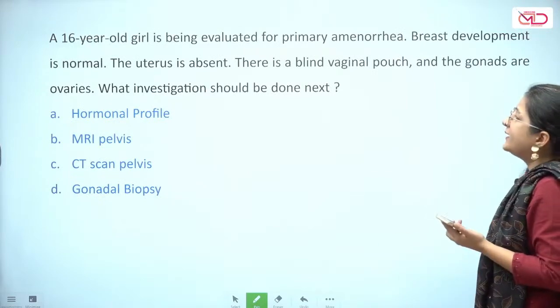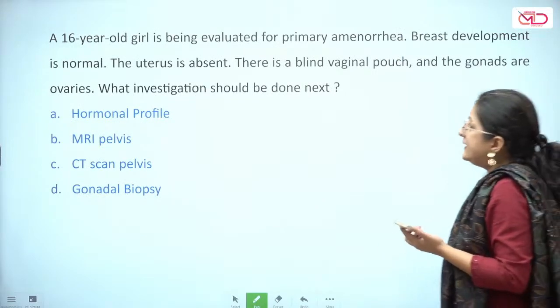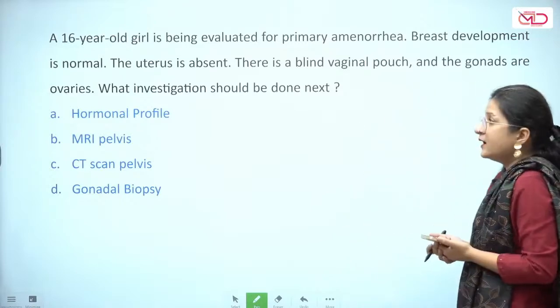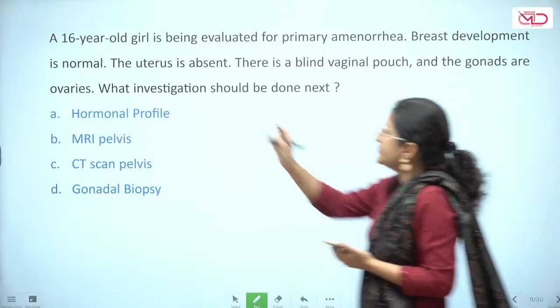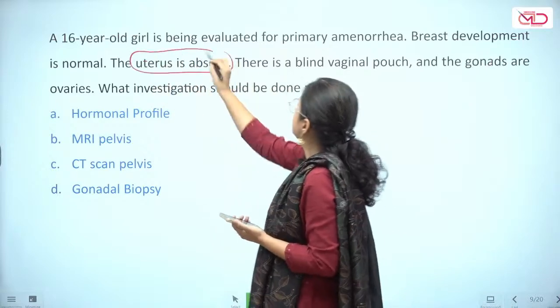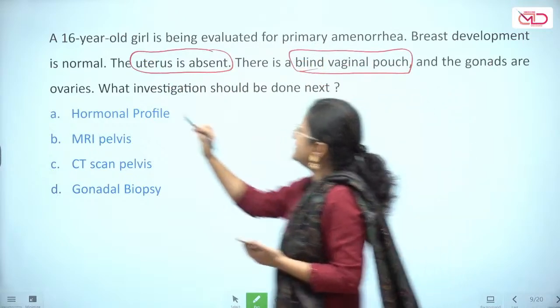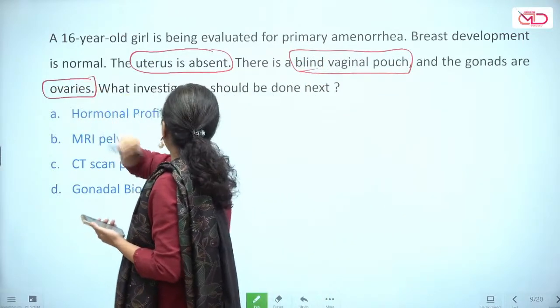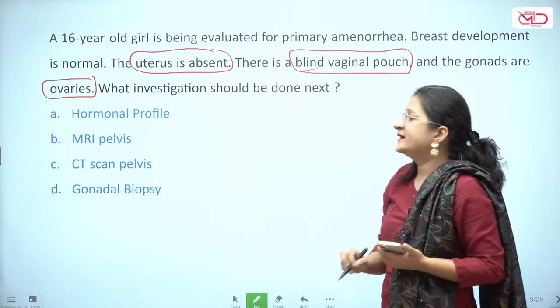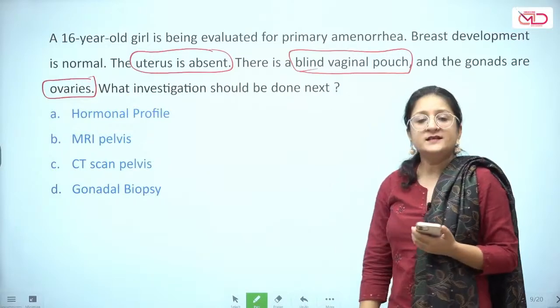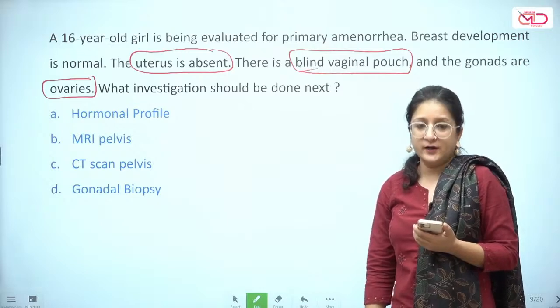Now, let's have a look at the next question. There is a 16-year-old girl who's being evaluated for primary amenorrhea. Breast development is normal and the uterus is absent. There is a blind vaginal pouch and the gonads are ovaries. What investigation should be done next? A hormonal profile, an MRI pelvis, a CT scan pelvis, or a gonadal biopsy?